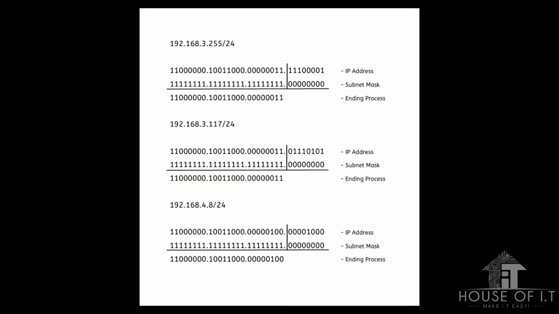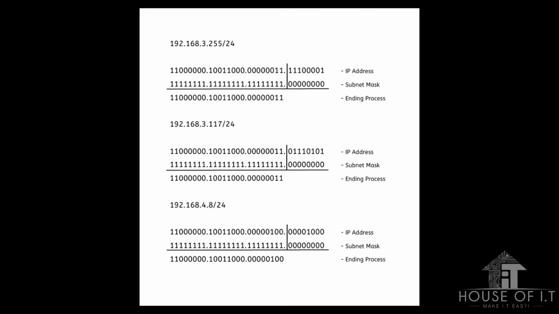And if the computer is done with both ANDing processes, it can now determine whether the destination computer is in the same network by comparing the AND process results, which in this case is a match, meaning the destination computer is in the same network as the source. So the source computer can just communicate directly with this computer and do things like file transfer or something.